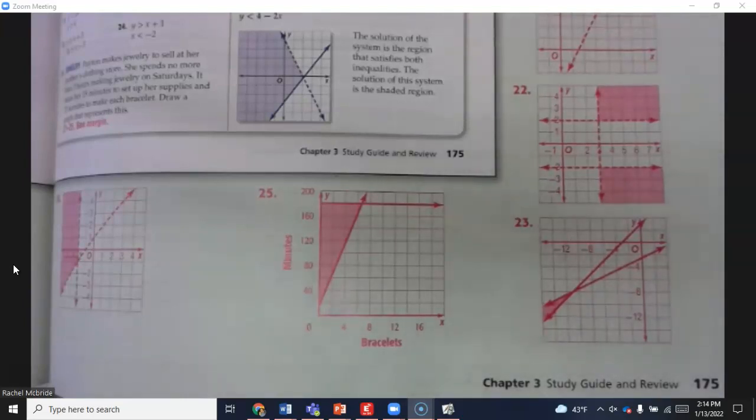Alright, so what we're going to do today is review. We're going to review by competing in Jeopardy. Yeah. So I'm going to give each of you a blank sheet of paper, and then what we're going to do is you're going to come up to the board two at a time, one from each team.